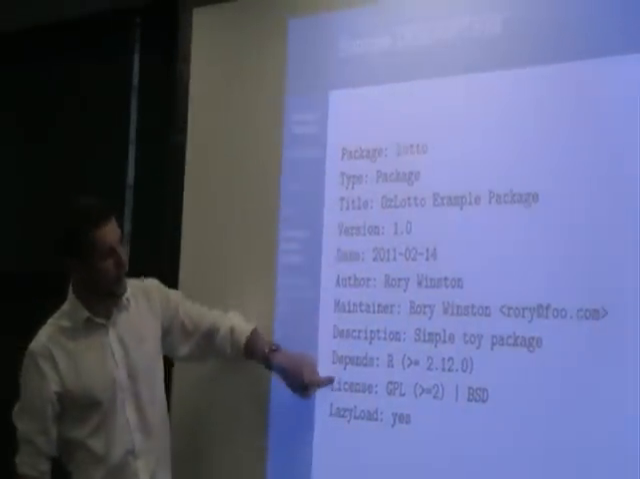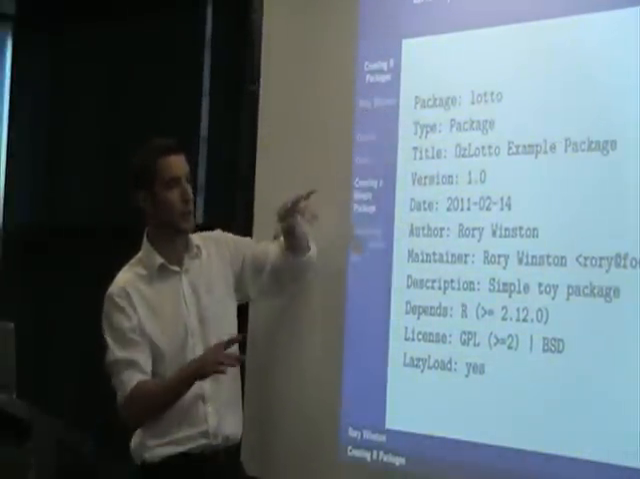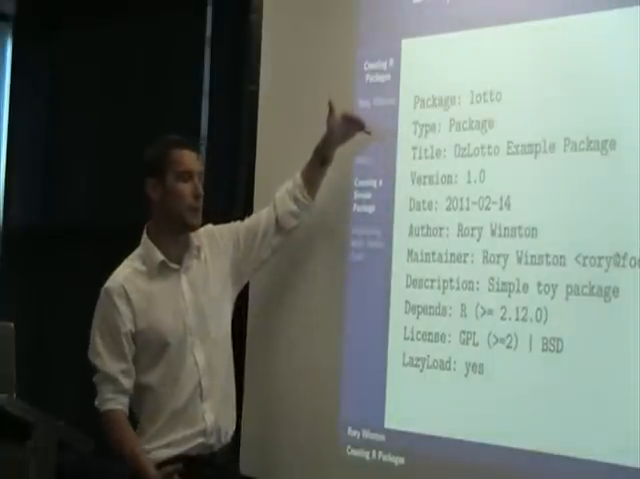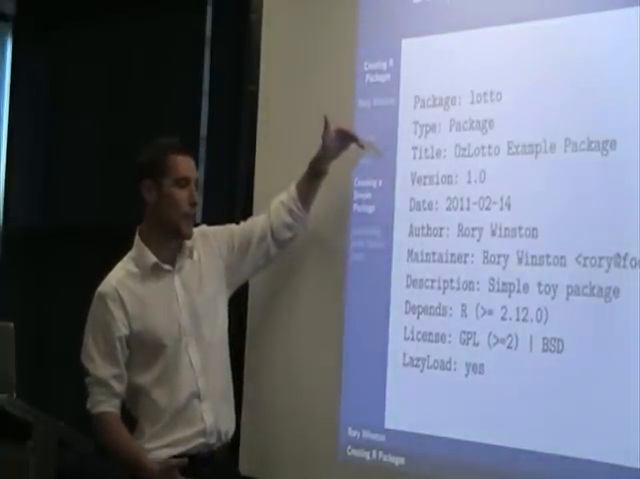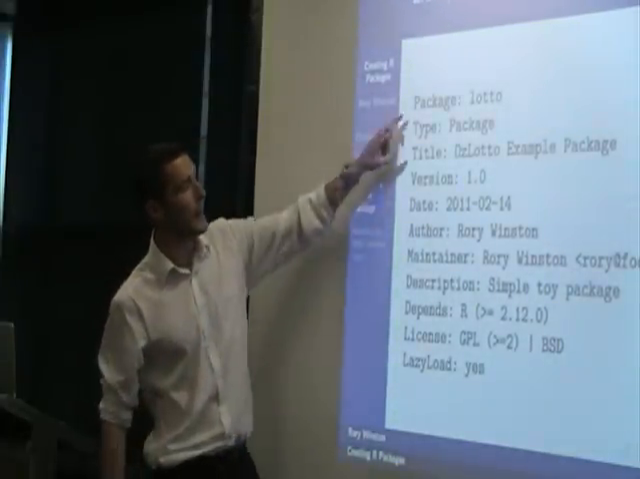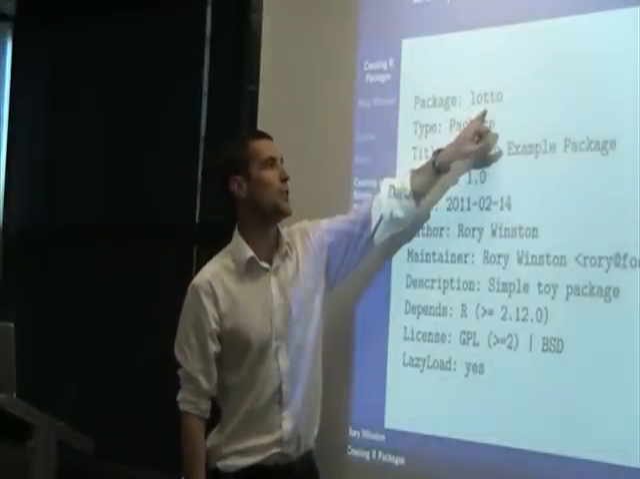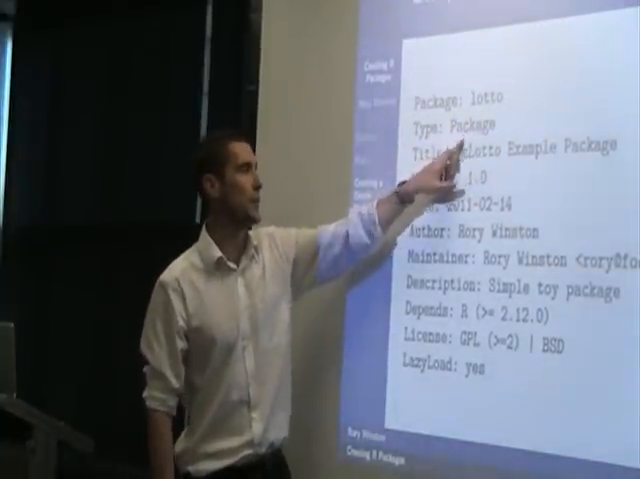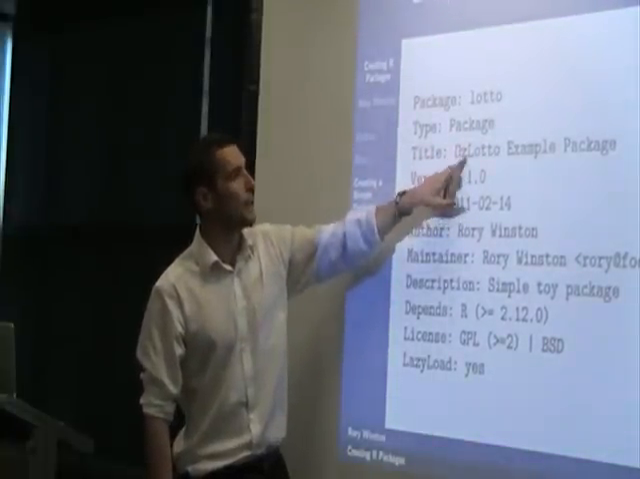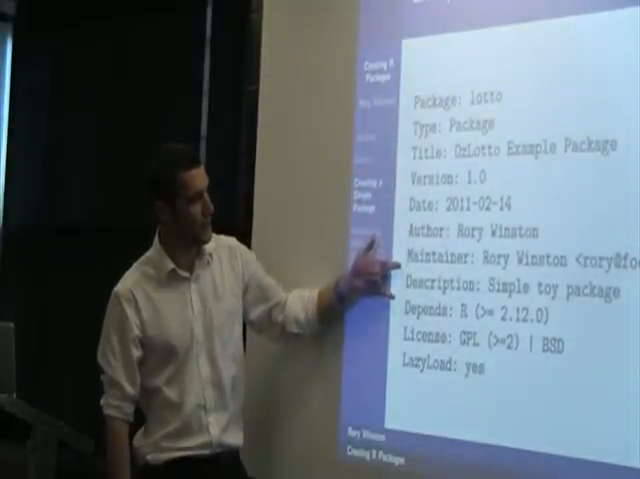So here's my Lotto package description. This is the description file. I've just put in some very simple values in here. And this is sort of a minimal set of information. So I think every field in here is actually mandatory, and you can't actually get away with any less than this for a description file. So what's the package name? It's a package, obviously. There are different types of package object we can have. The title, version, author and maintainer, things like that.